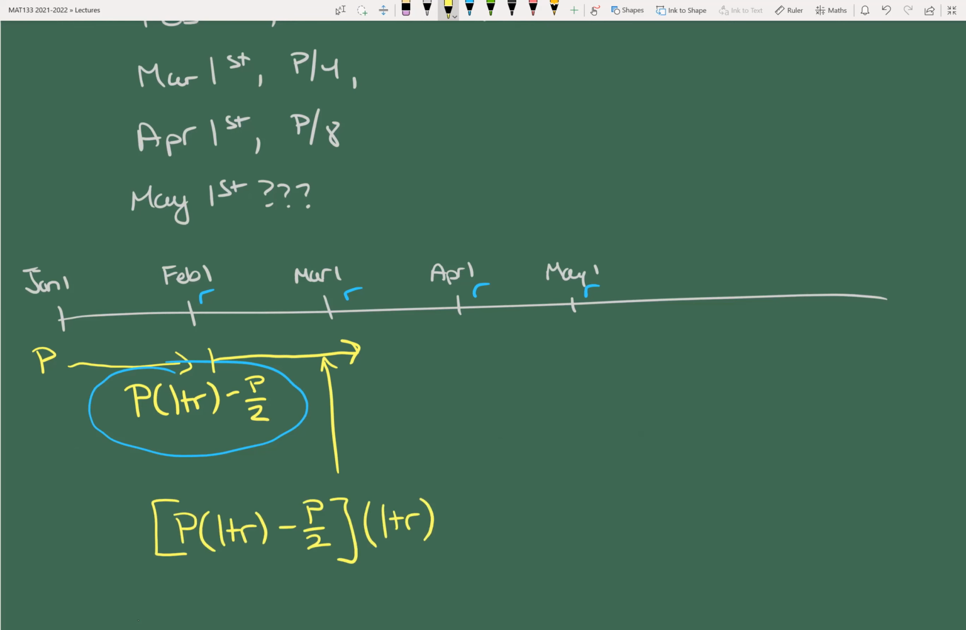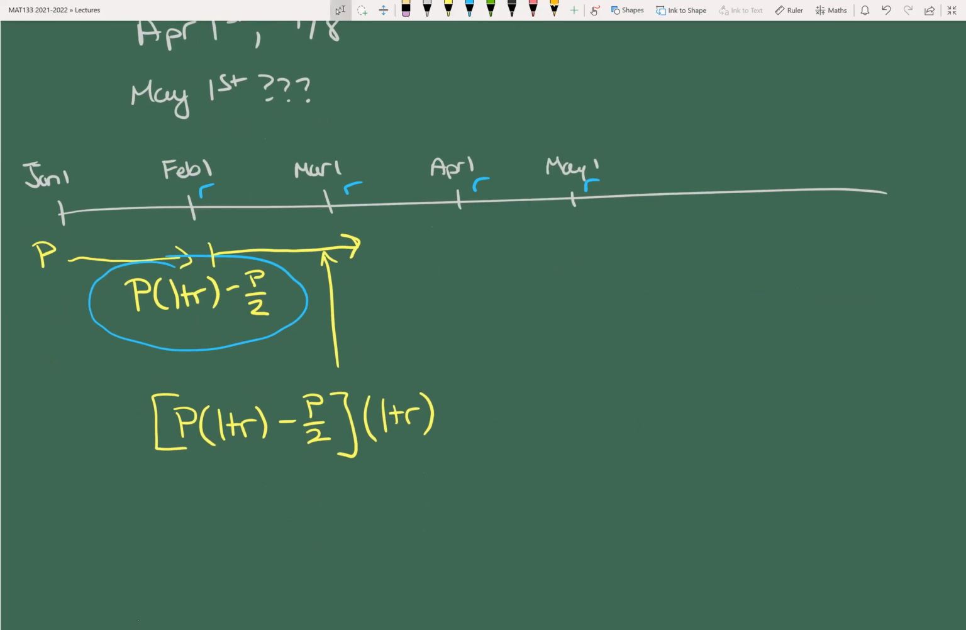The reason is the amount of money in the account is the thing that I've circled in blue. And when I take that and push it through a compounding period, it picks up the 1 plus R. So when you take that amount and you push it through a compounding event, like March 1st, we pick up the 1 plus R. Every time you pass through a compounding event, you pick up the 1 plus R. Does that make sense? Okay, great. So let me maybe expand this out a bit.